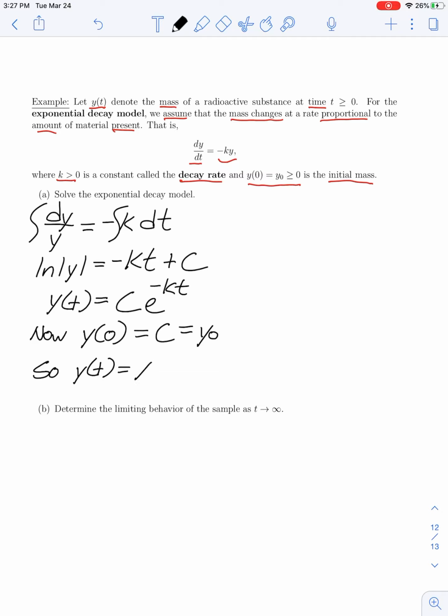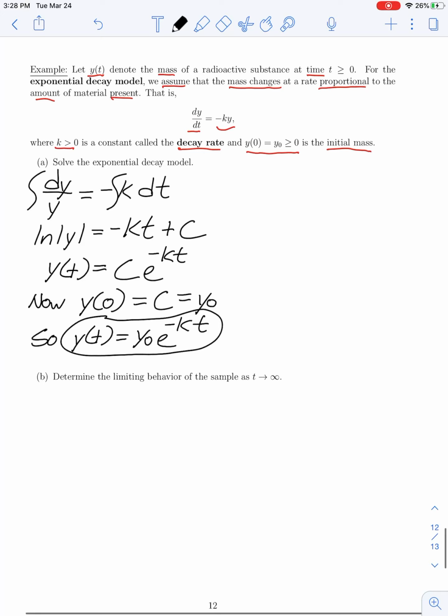So we find then that y of t is equal to our constant, y naught, times e to the negative kt. So much like the exponential growth model, the exponential decay model has a solution that's given by our initial mass, y naught, times e to the negative kt. The difference here in exponential growth versus exponential decay is that our exponent is now negative, e to the negative kt.